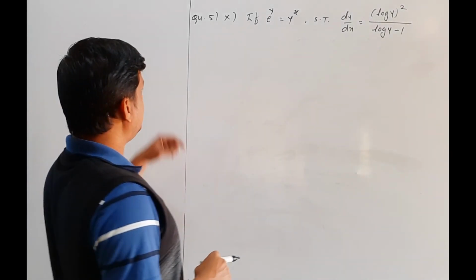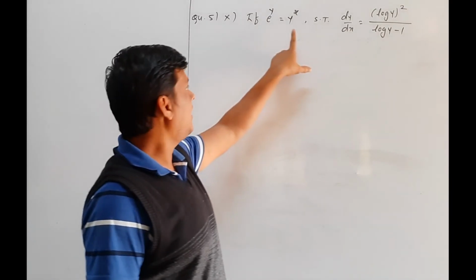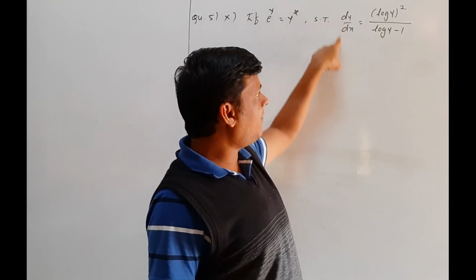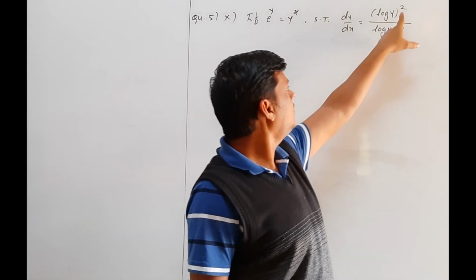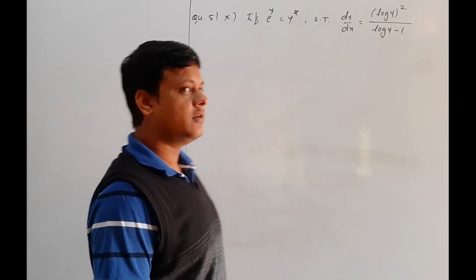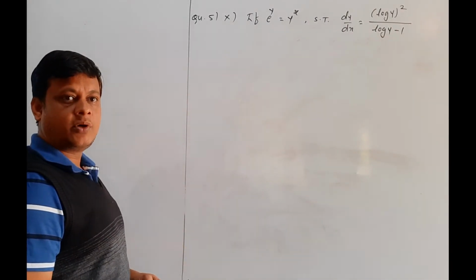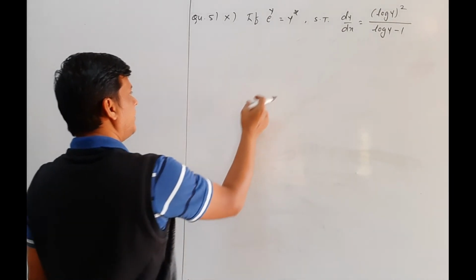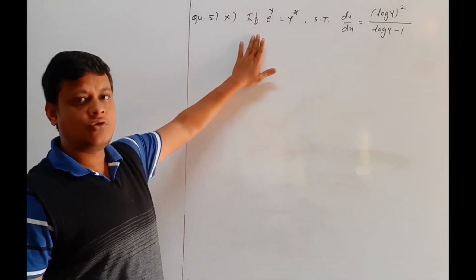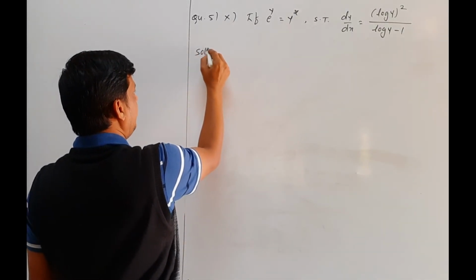Now see next sub-question 10. If e raised to the power y is equal to y raised to the power x, show that dy by dx equals (log y) whole squared upon log y minus 1. So here the right hand side is of the form f of x raised to the power g of x. So we have to differentiate. Before differentiating this, we have to apply log on both sides. So write in solution the given part first.